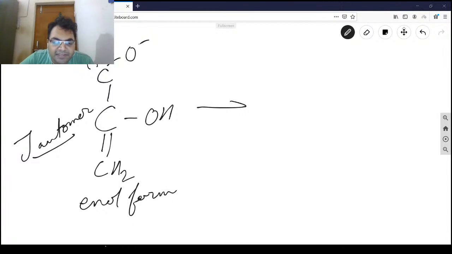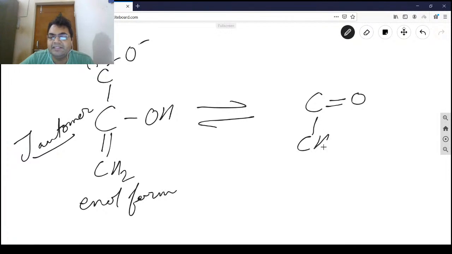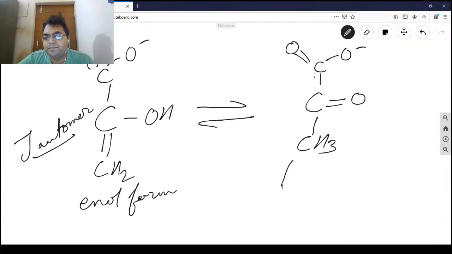Now, this gets tautomerized to the keto form. The keto form is an isomer only. What happens is the oxygen will now be double bonded, this will be CH3 now, and then it is the same. So this is known as the keto form.